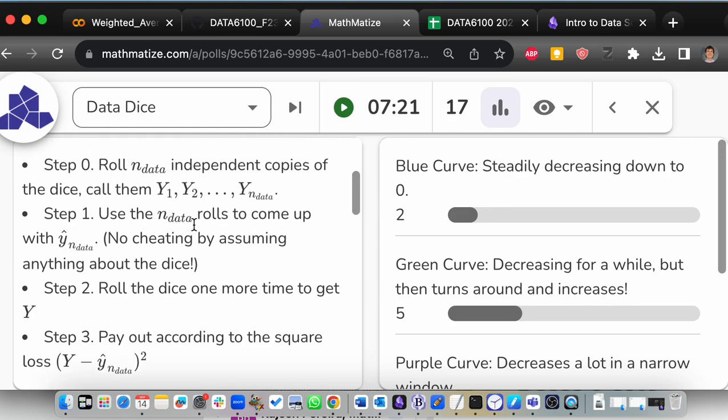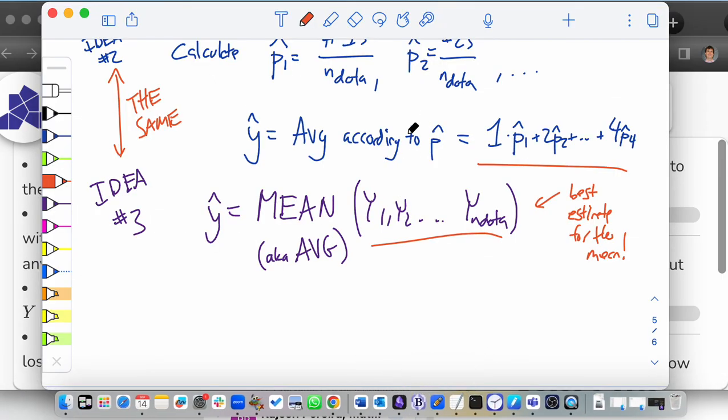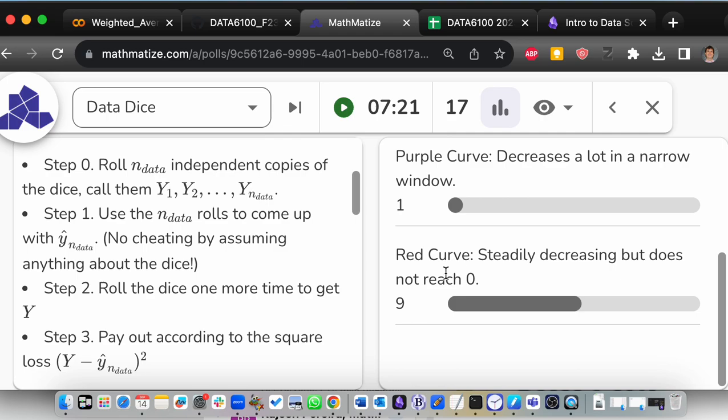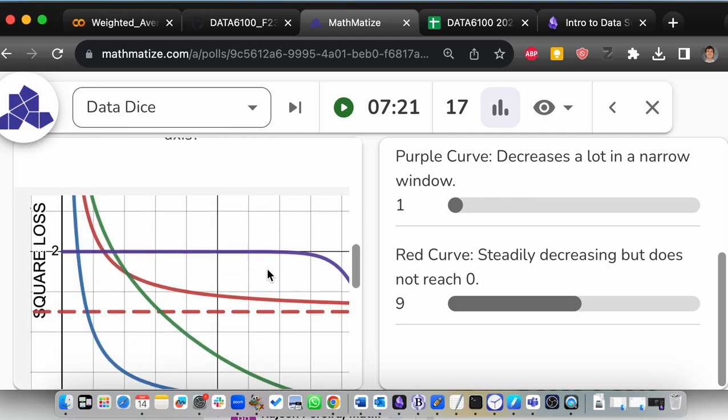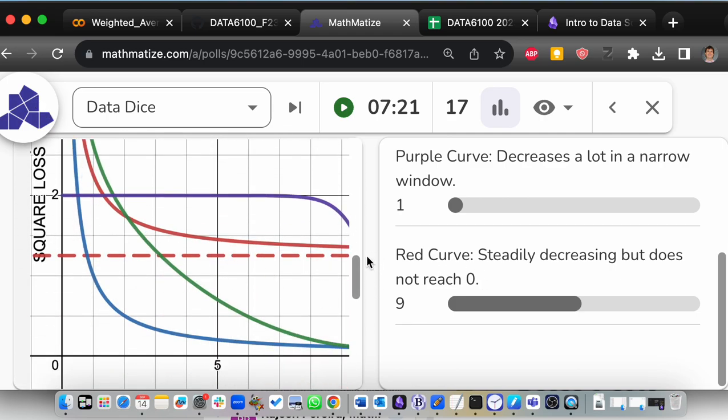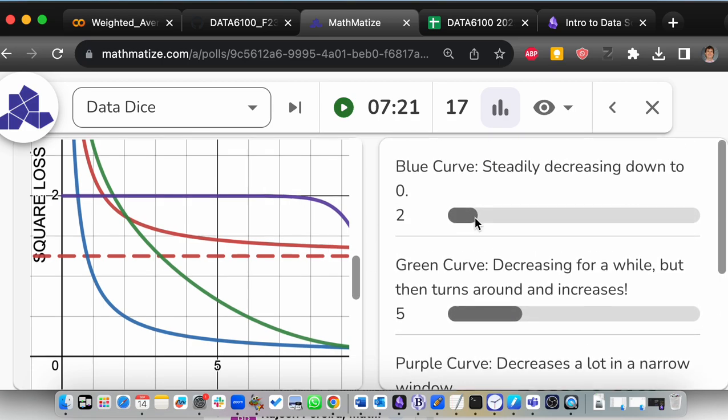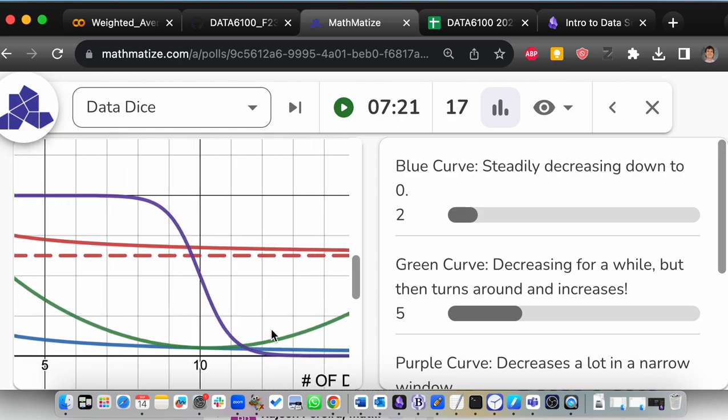It's okay to do a lot of work here, and in this case, doing the mean is perfectly a valid operation. Okay, so we're going to do the mean, and the question is, what does the graph look like? About half the people think it's the red curve, which goes down to a plateau, and half the people think it's the other ones. The green and the blue were quite popular. So the green goes down and then goes up.